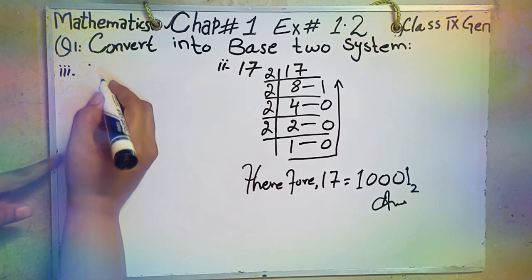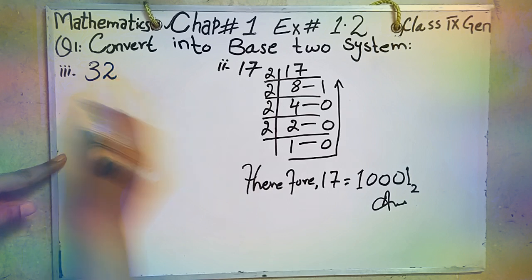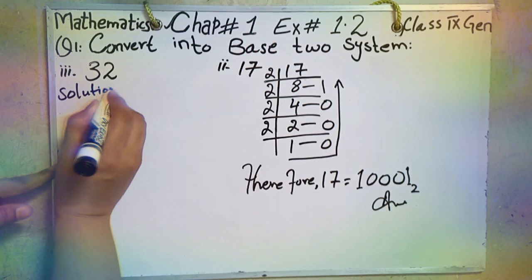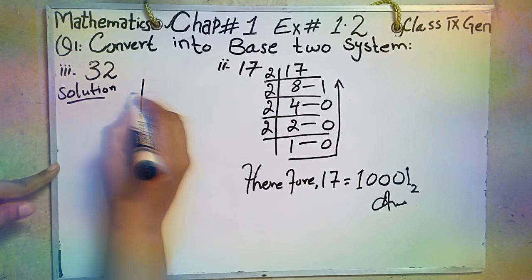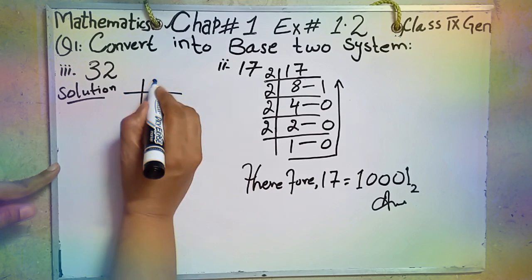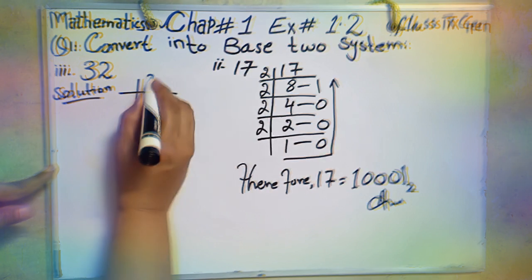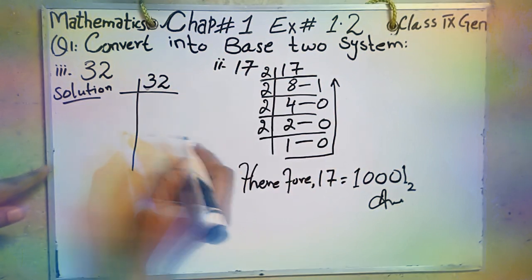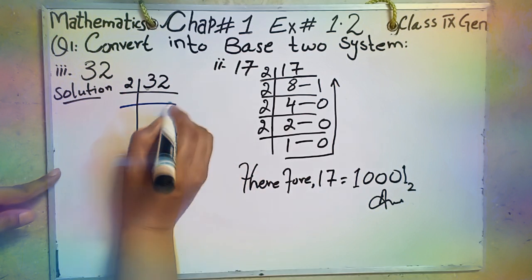Okay, we are done with the first and second part. Third part is 32, convert into base 2 system. So we use the table of 2.